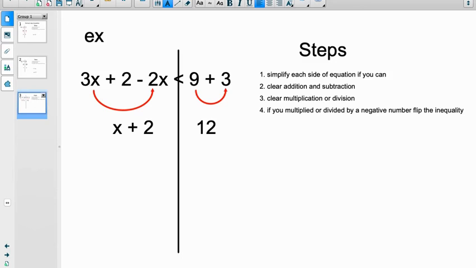Then it's the same steps as before. Clear addition and subtraction. We need to subtract 2 on both sides. When we do that, we get x on the left side and 10 on the right side. Since there's no multiplication to get rid of or division, our final answer is x is less than 10.